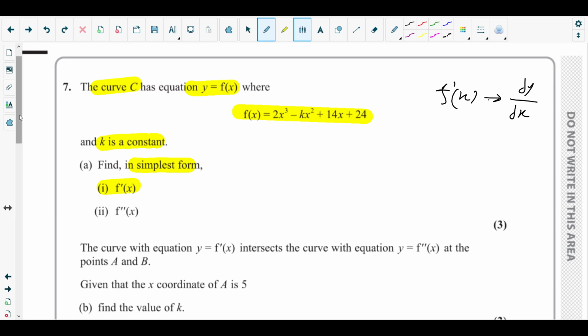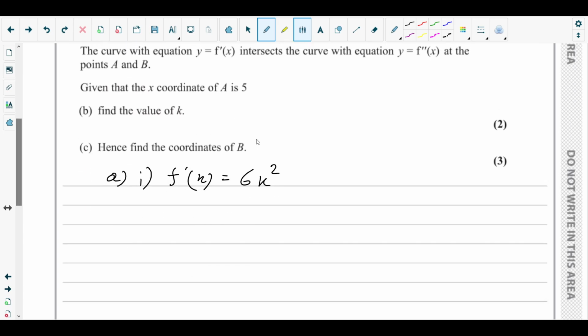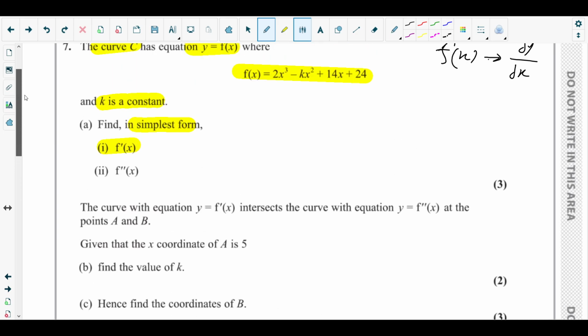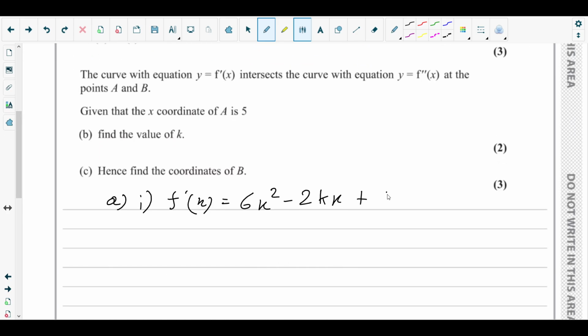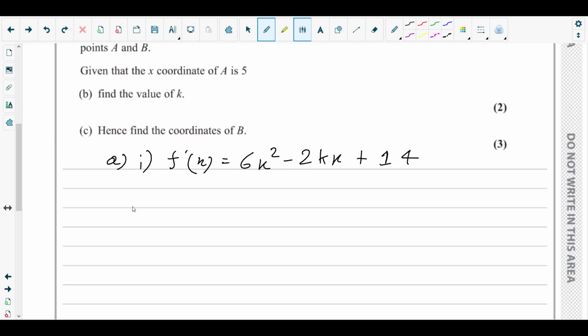In that case we consider x as the variable, so in negative kx squared, the power of x is 2, so 2 times k gives negative 2kx, with x because 1 is subtracted from the power. Then plus 14x, so 14 times 1 is just 14. So this is the gradient function of f of x, that is f dash x.